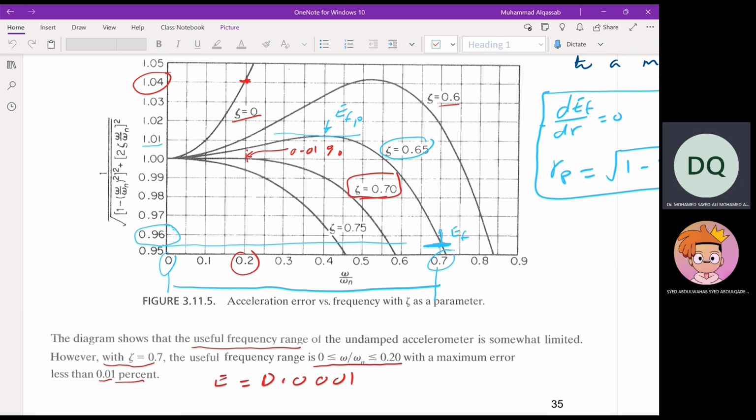But when you consider the accelerometer with zeta equal to 0 within the same range, as you can see, the graph for zeta equal to 0 is sharply moving up. Okay, so the maximum error will be at frequency ratio 0.2, which is more than 4%. So the error factor will be 1.04, and that will be the maximum.